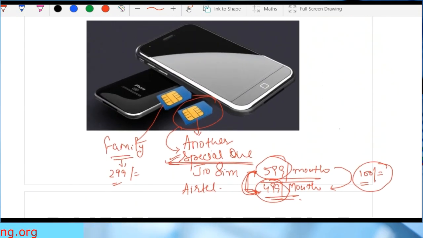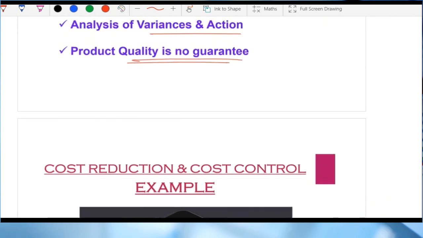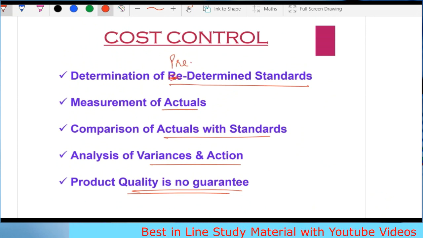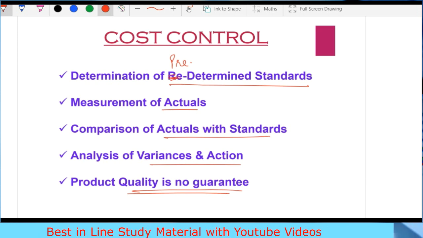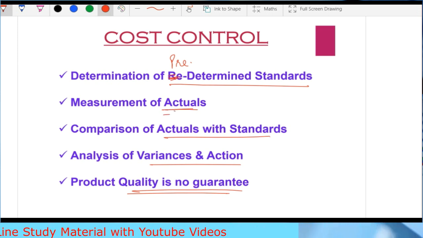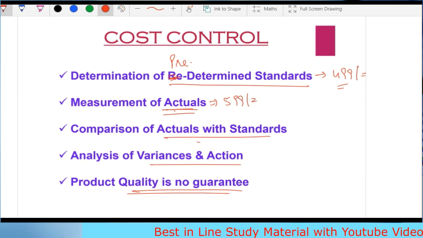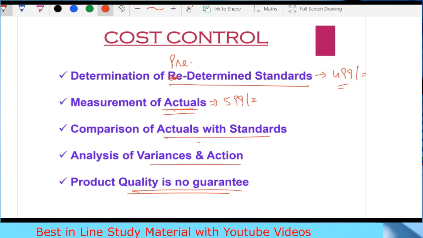Okay. So, understood? This is known as cost control. Determination of the predetermined. Okay, this is not redetermined. This is predetermined standards. Determination of predetermined standards, measurement of actuals. That means you thought that I have to do an expenditure of 499. This is your thought process. What is actual? Actually, you are incurring 599 rupees. Now you will do the comparison between actuals and the standards. Then you will try to analyze the reasons for it and try to take action.